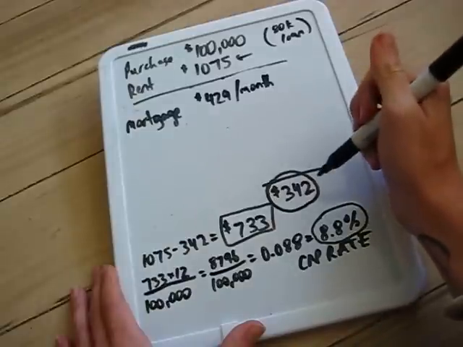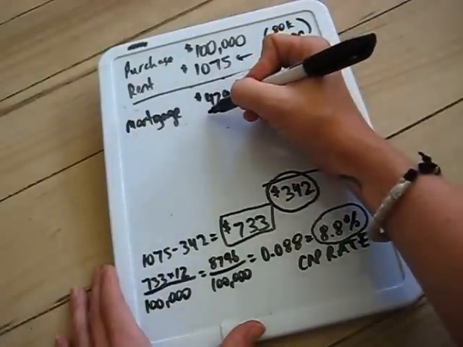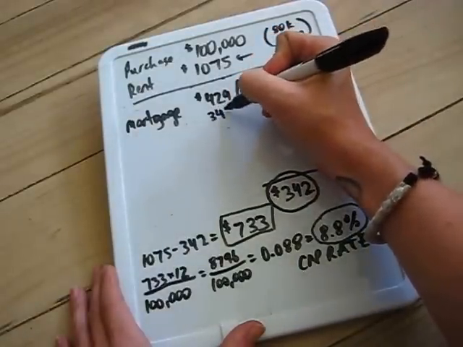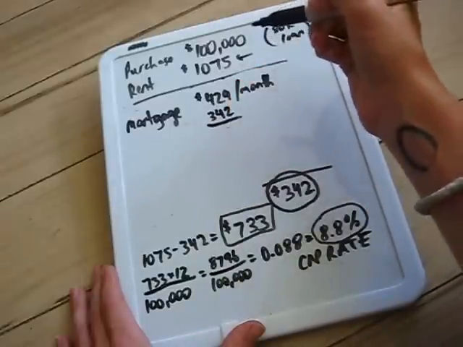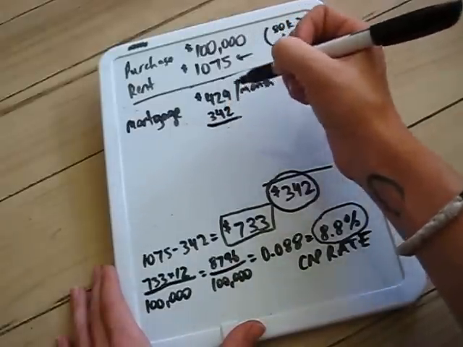So since the total expenses were $342 already, just add those to $429. This will be your new expenses.